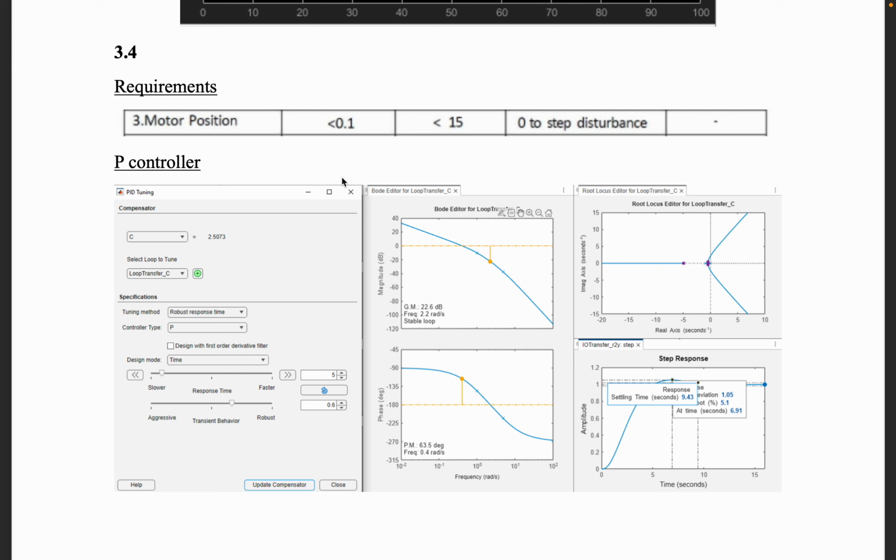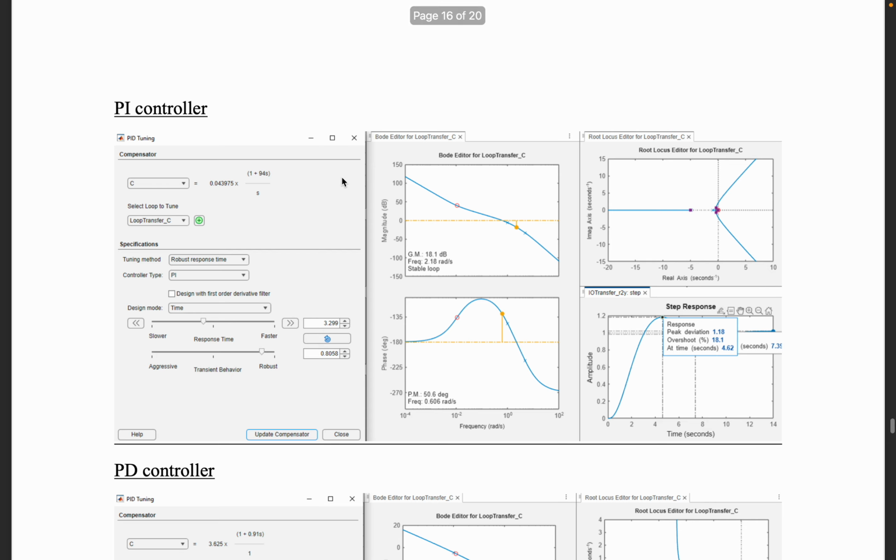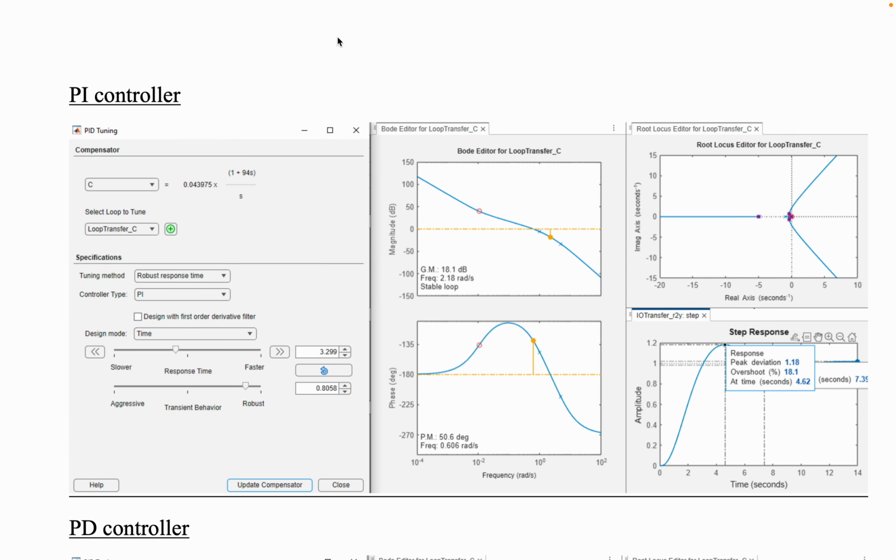For the P controller, the step response improves the speed but still has steady state error. For root locus, it shifted the pole slightly, and for the Bode diagram, it has low phase margin. For the PI controller, for step response, the controller removes steady state error but slows down the rise time. In root locus, it improves system stability by adding an integrator, and in the Bode diagram, the PI controller has better low frequency tracking.